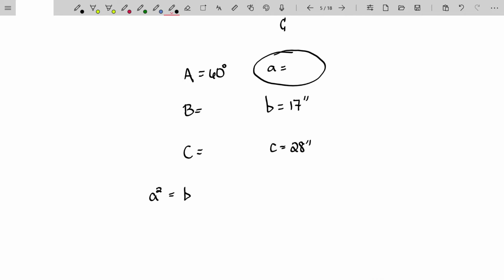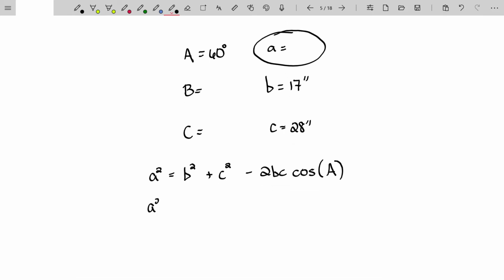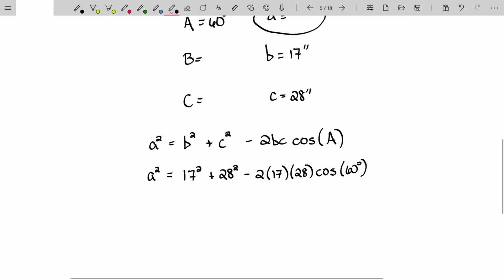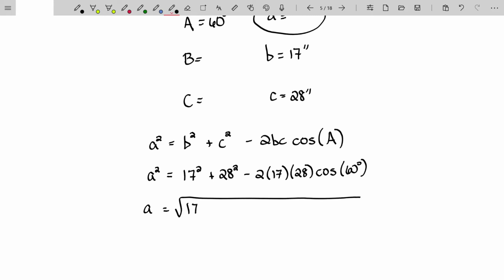Well, A squared equals B squared plus C squared, but it's not really a right triangle, so we're going to have to modify that. Minus 2BC cosine of the angle opposite side little a, which is angle capital A. And now filling in the information, A squared is equal to 17 squared plus 28 squared minus twice 17 and 28 times the cosine of 60 degrees. At this point, you would take the square root of both sides, and I'll just quickly jot this down.